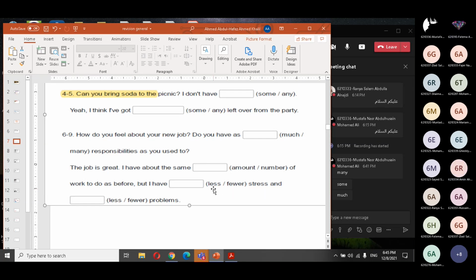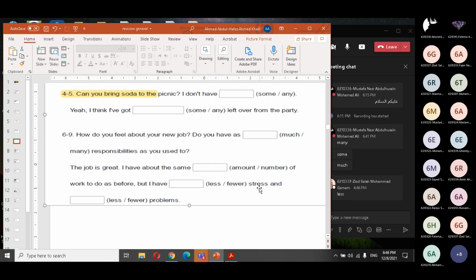Less. less أصلها little. وfewer أصلها few. Okay. Less مع uncountable noun. وfewer مع countable. Less stress. Yes, stress الضغط, pressure. Yes, it's less stress. And less or fewer problems? Fewer. Yes, problems countable. So we say fewer problems.